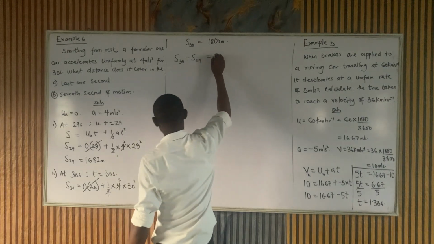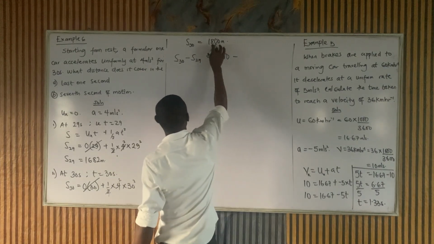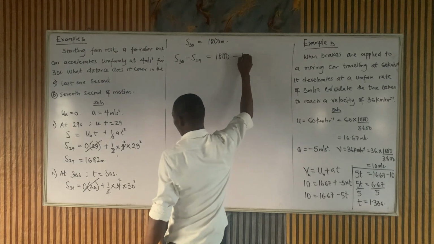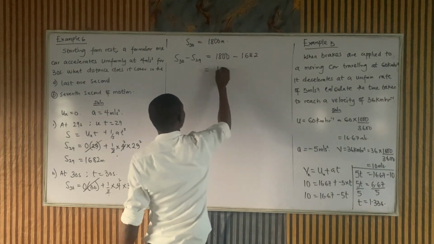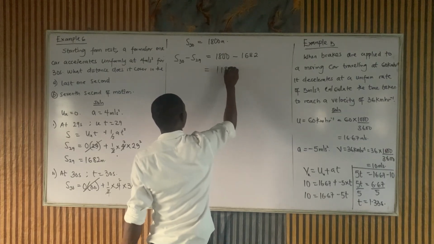So the distance in the last second will be S30 minus S29. And that will give us 1800, which is what we got for S30, minus 1682. So this will give us 118 meters.